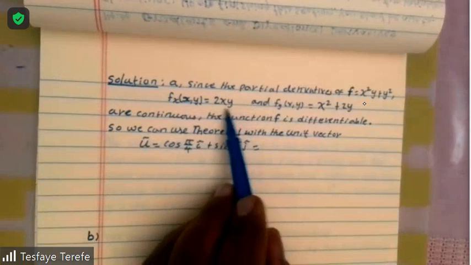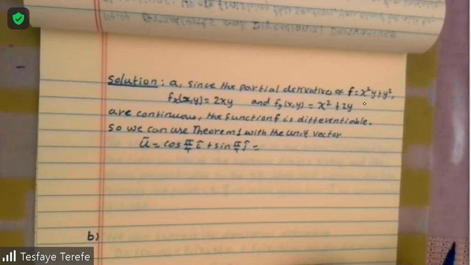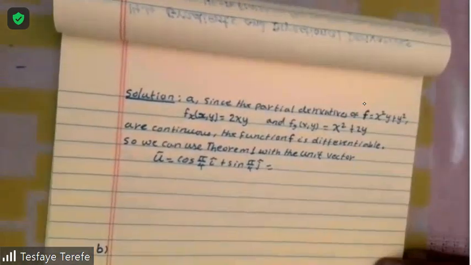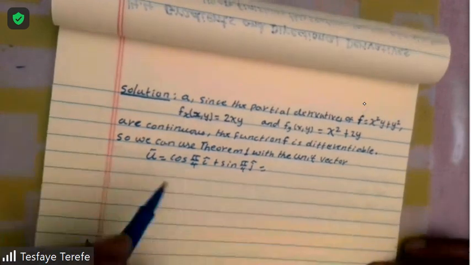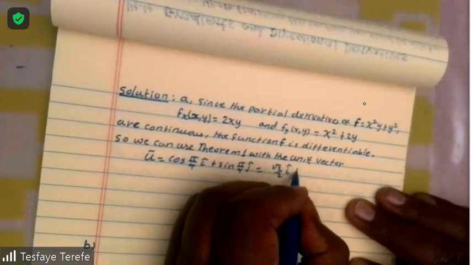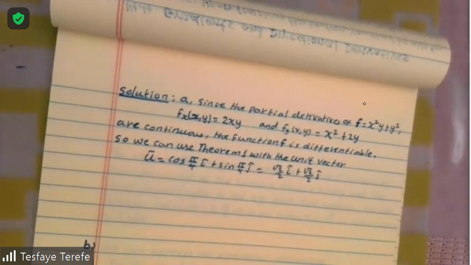As you see, this is a polynomial and this is a polynomial. Both partial derivatives are continuous. If the partial derivatives are continuous, then the function is differentiable. Remember differentiability of functions of two variables: the two partial derivatives have to be continuous in order for the function to be differentiable. So we can use theorem 1 with the unit vector, which is radical 2 over 2 i plus radical 2 over 2 j, because sine of 45 degrees is radical 2 over 2.